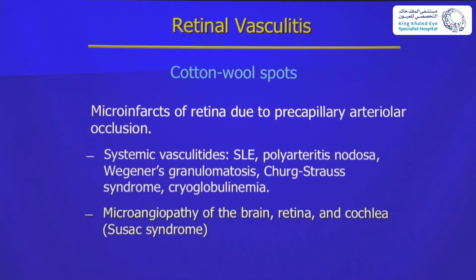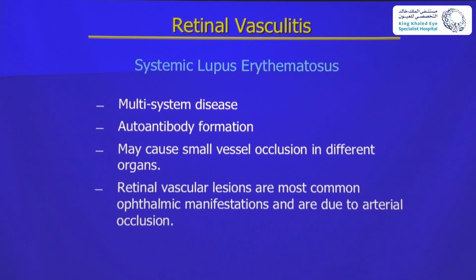So if you see a patient with cotton wool spots, you should think about, as you said, microinfarction of the retina due to precapillary arteriolar occlusion. So if you see many cotton wool spots in a patient with retinal vasculitis, think about systemic vasculitis, such as systemic lupus erythematosus or polyarteritis nodosa, or microangiopathy of the brain, retina, and cochlea, so Susac syndrome. So many cotton wool spots, you should think about systemic vasculitic entities such as SLE or Susac syndrome.